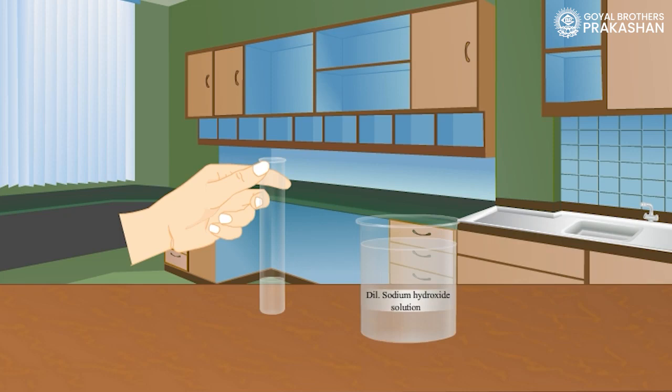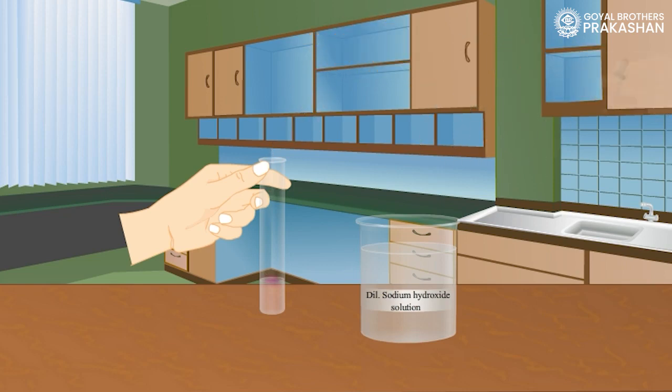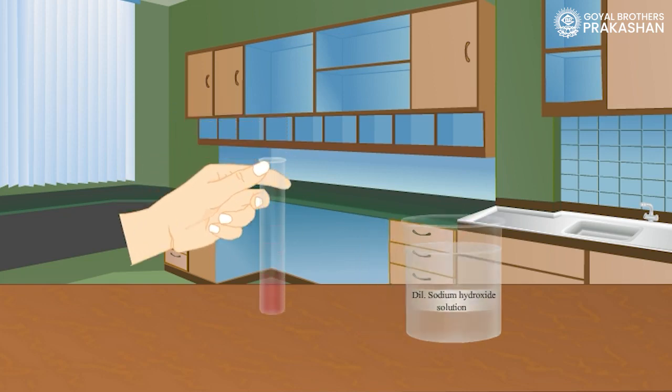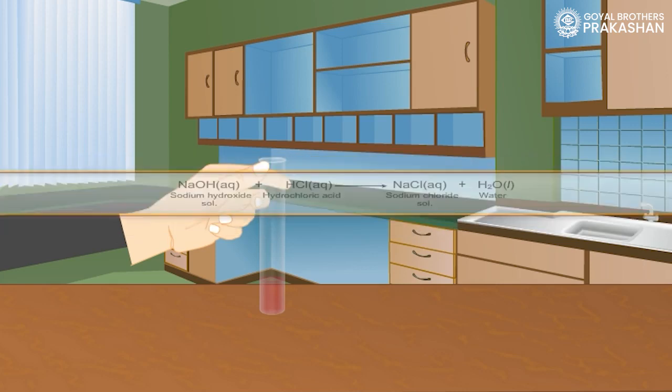Again, add a few drops of sodium hydroxide solution to the above test tube. You observe that the pink color reappears. It is because sodium hydroxide has become in excess. The chemical reaction taking place is NaOH (aq) + HCl (aq) forms NaCl (aq) + H2O (l).